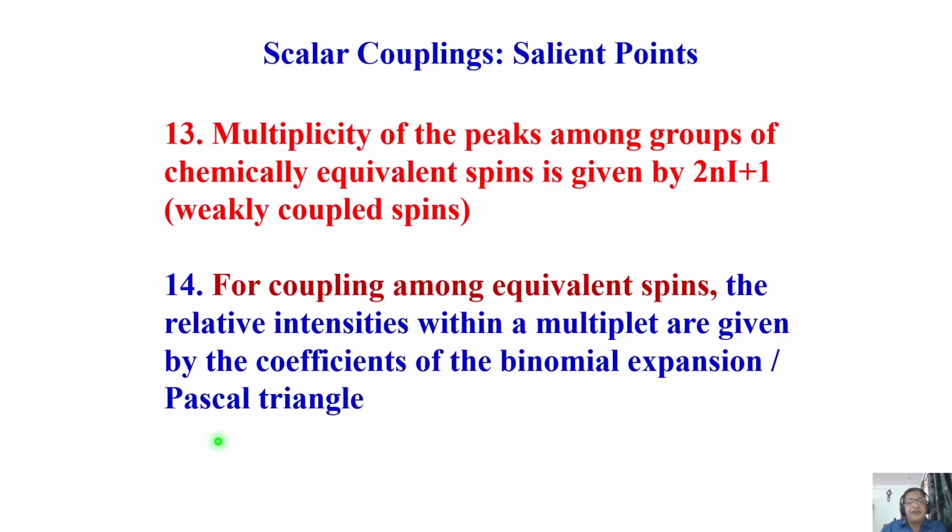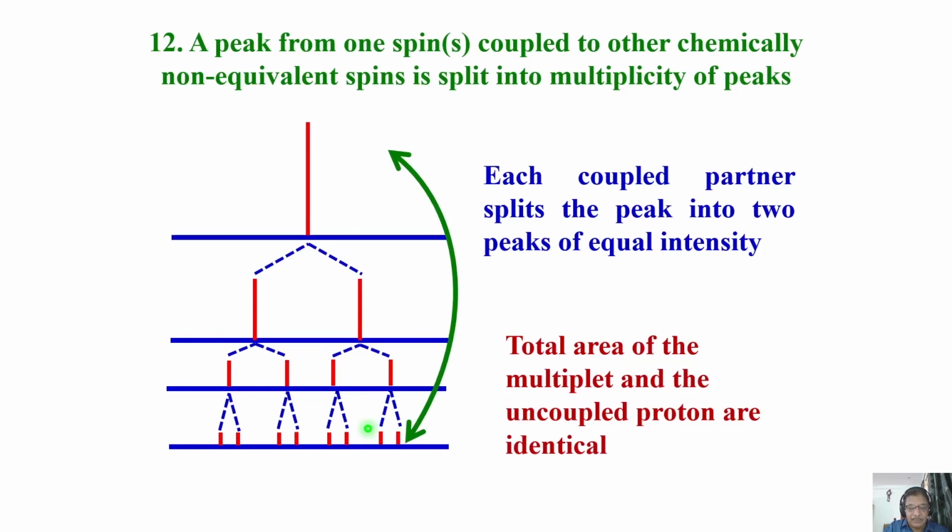And a few other salient points. The multiplicity of peaks among groups of chemically equivalent spins is given by the 2nI plus 1 formula. I'll explain that when I go further. For coupling among equivalent spins, the relative intensities within a multiplet are given by the coefficients of the binomial expansion, called the Pascal triangle. I'll come to that later. I'll discuss more about these points in the next class, because we cannot take too much time; we have been allotted a particular amount of time. If it is in excess, we will continue in the next class.